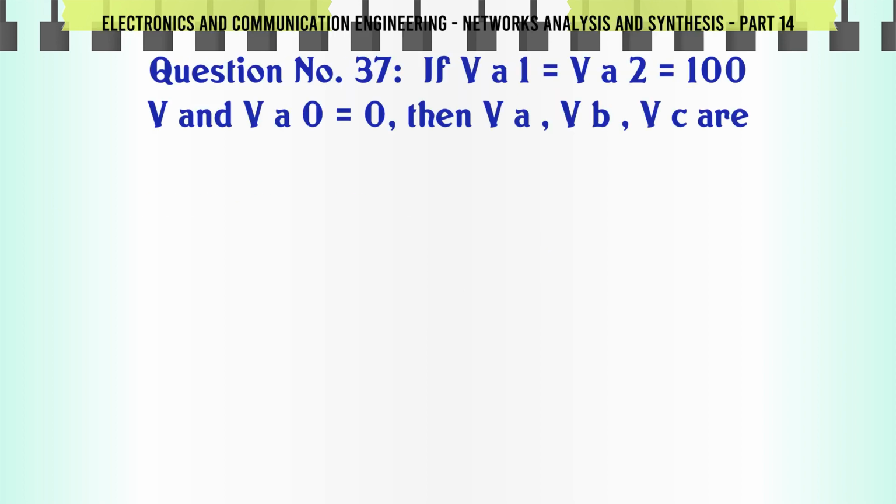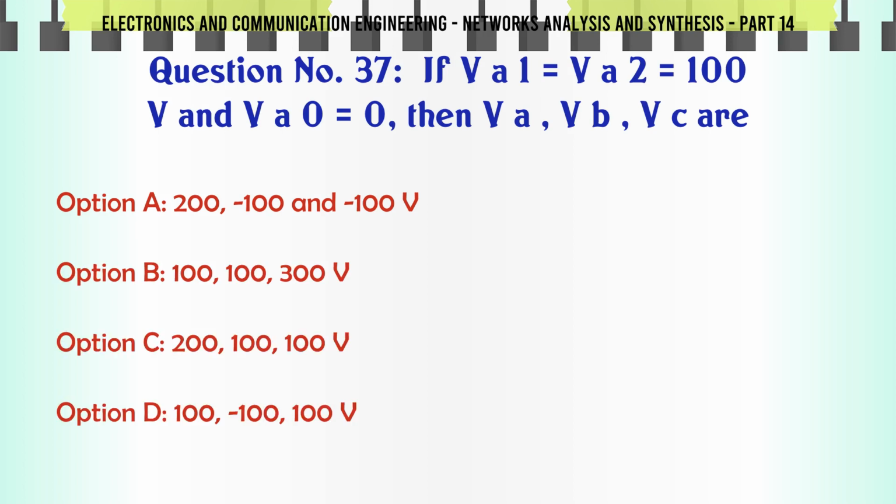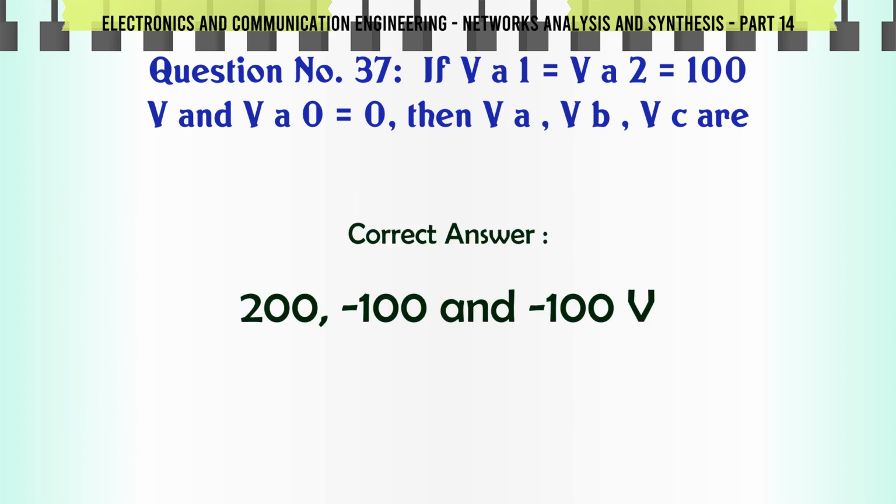If VA1, VA2 are 100V and VA0 is 0, then VA, VB, VC are: A, 200, 100 and 100V; B, 100, 100, 300V; C, 200, 100, 100V; D, 100, 100, 100V. The correct answer is 200, 100 and 100V.